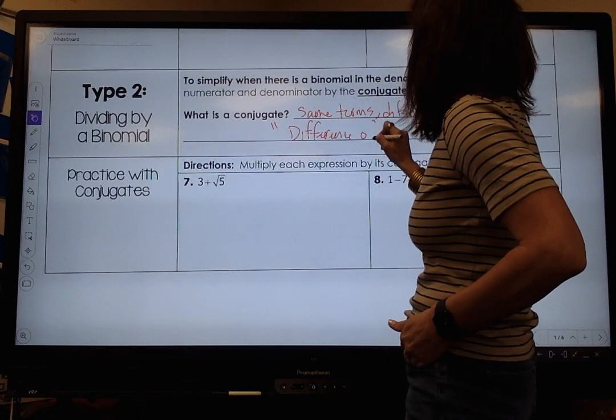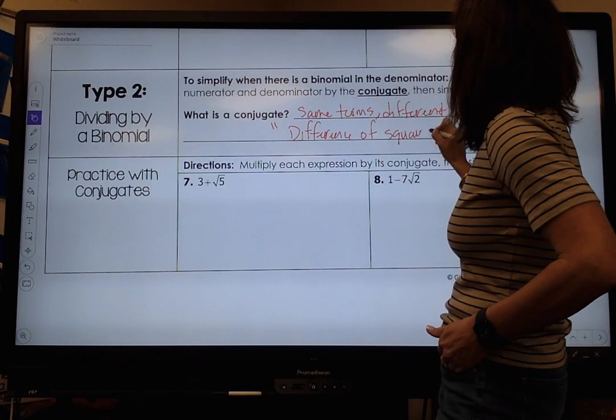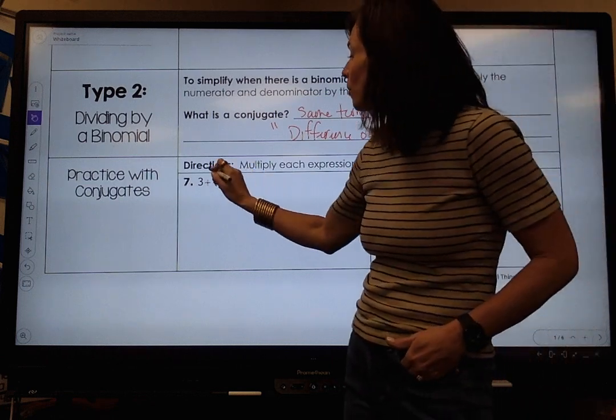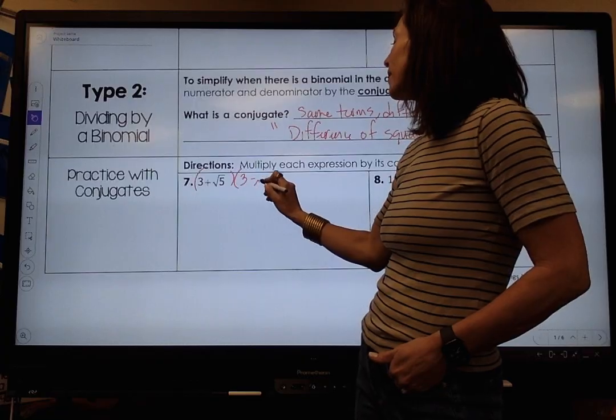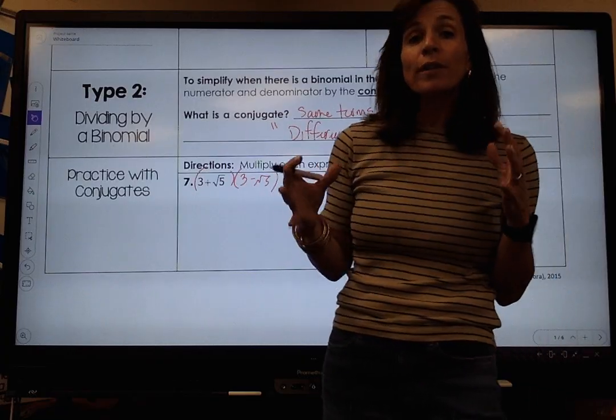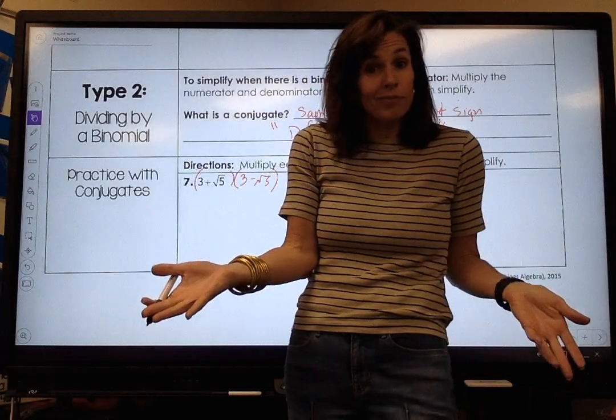Difference of squares. That's all you're multiplying by. So remember, the difference of squares would be 3 plus square root of 5 times 3 minus square root of 5. And remember, on difference of squares, that middle term cancels out, right?